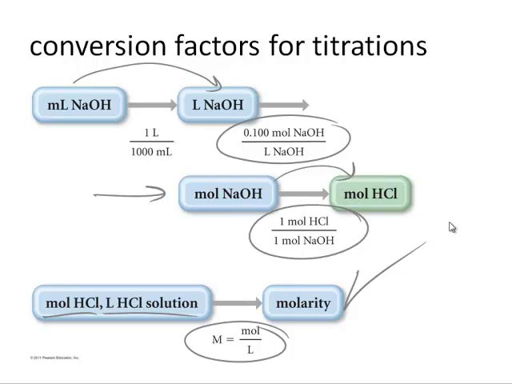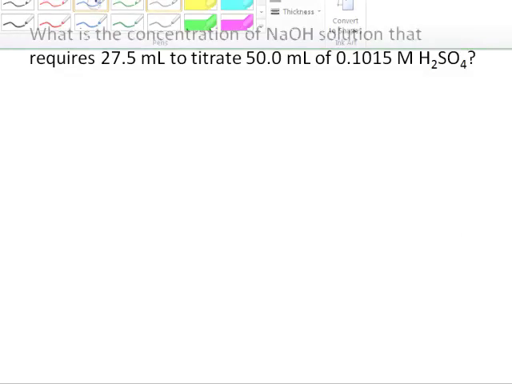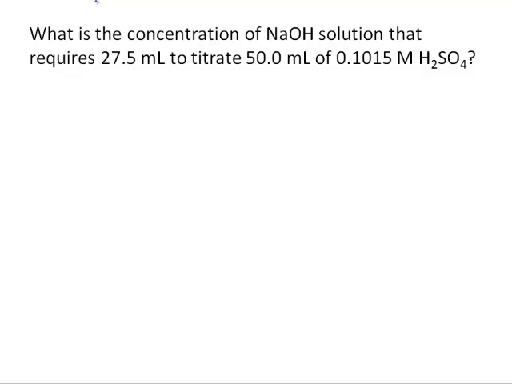Okay, let's do one more example where we are going to determine the concentration of our sodium hydroxide in this case. Okay, so we titrated 50 milliliters of a 0.1015 molar sulfuric acid solution, and it took 27.5 milliliters of the sodium hydroxide to do so. So the question is, what is the concentration of my sodium hydroxide? Okay, first things first, I'm going to write my balanced chemical equation.